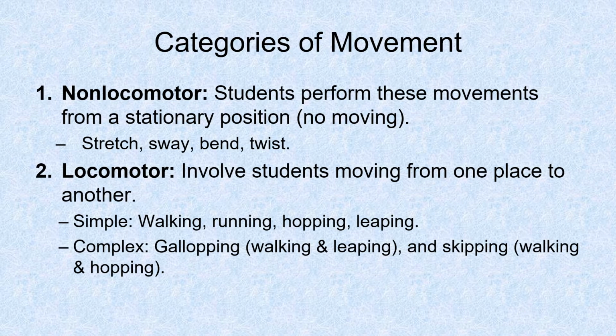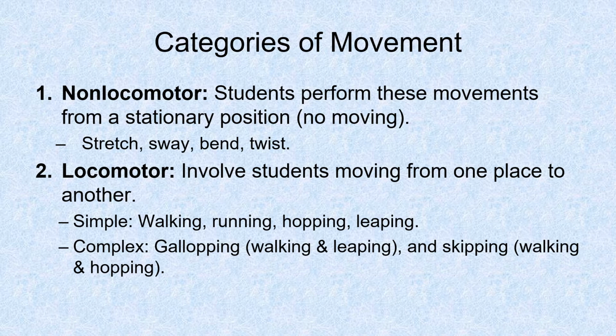When we're considering adding movement to our classes, there are two general categories of movement. Activities will either be classified as non-locomotor or locomotor. Non-locomotor refers to students staying in place when they perform these movements. So, for example, they could stretch or sway, or twist. For these movements, they could either stand at their seat, or in some cases, they could remain seated, although in many cases, they're standing.